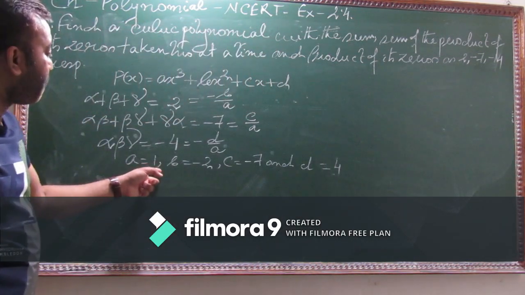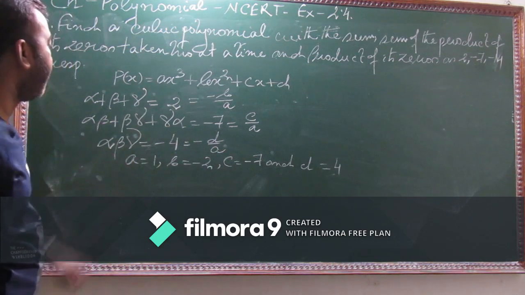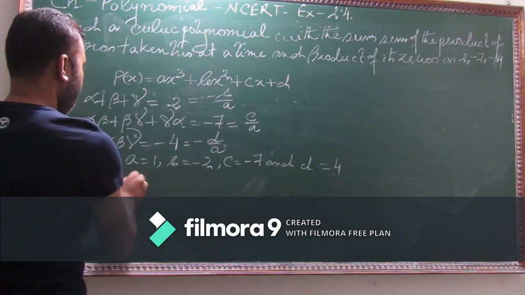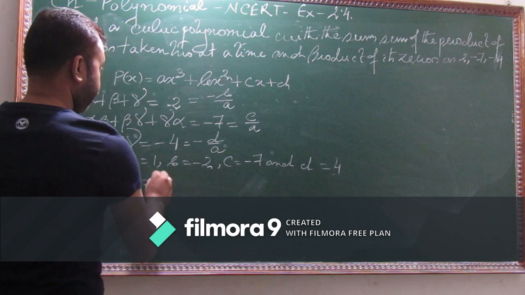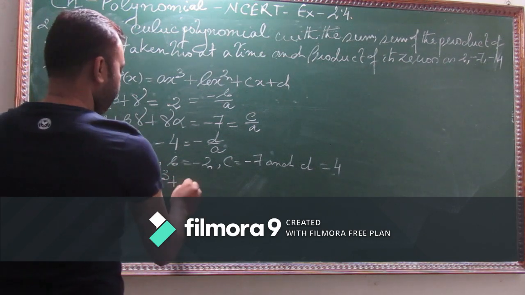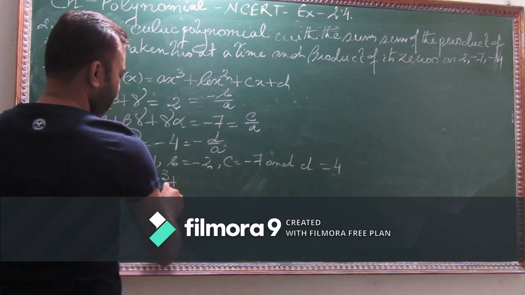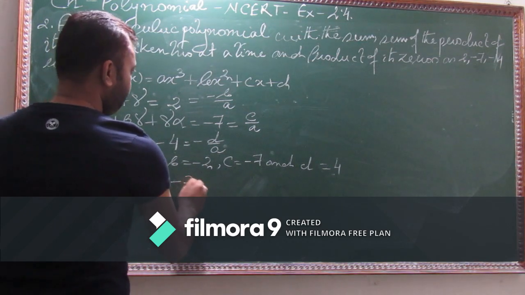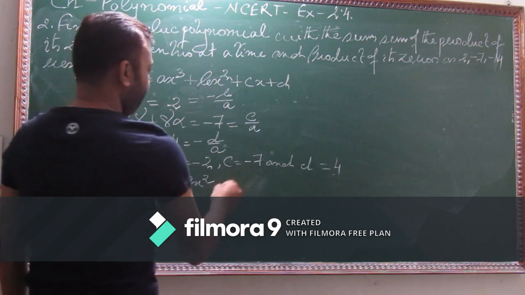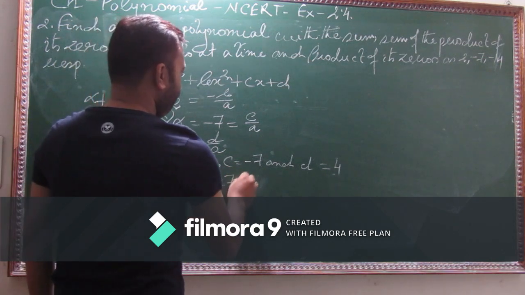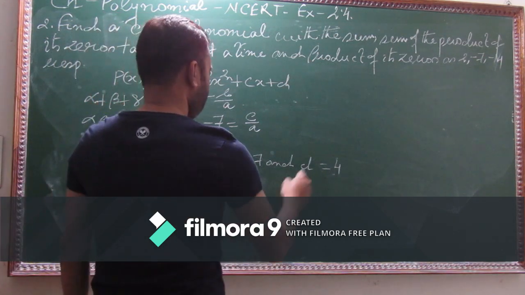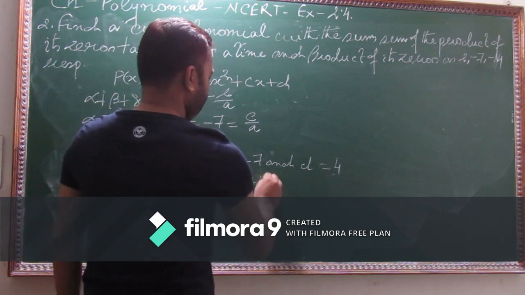Now I have to put all these values in first. So px is equal to x cube plus, this is minus 2, so you can write in bracket minus 2, or you can do directly minus 2x square minus 7x, after that d, plus 4.